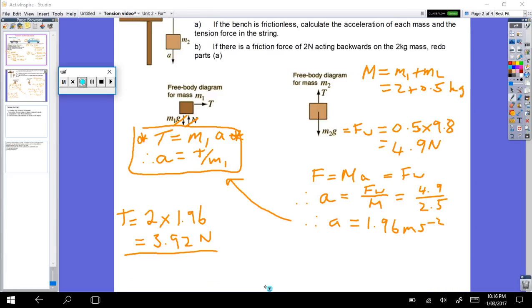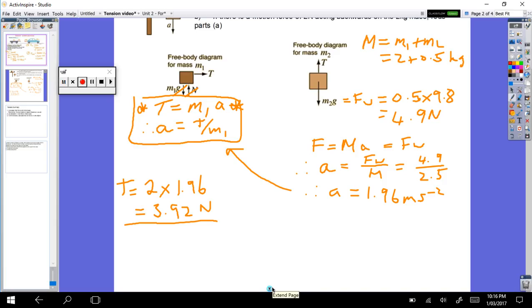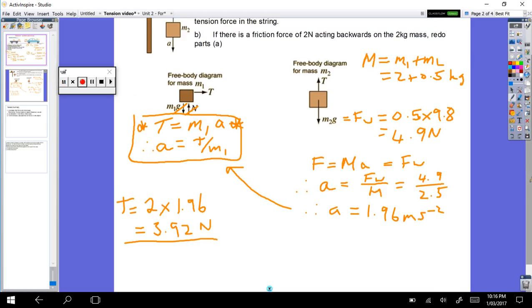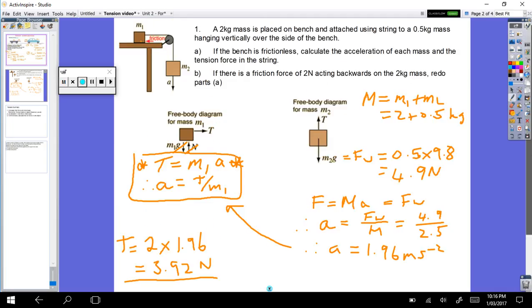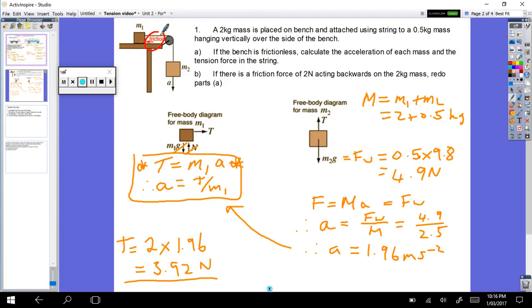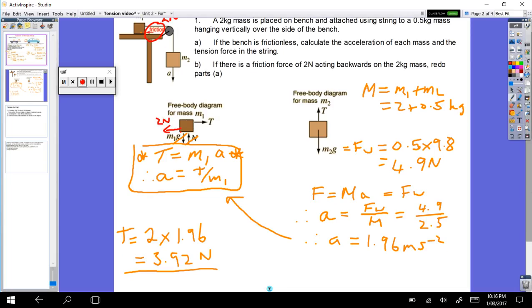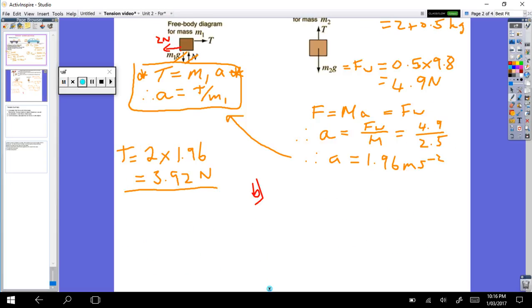Now for part B: if there is a friction force of 2 newtons acting backwards on the 2 kilogram mass, redo part A. So now we're actually going to consider this bit in there, and that is 2 newtons. With our block, we actually have an extra force there, 2 newtons. So the frictional force, Ff, equals 2 newtons.